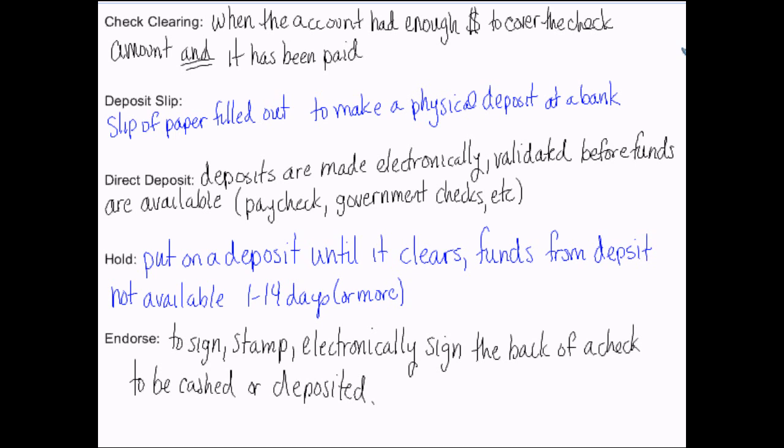Direct deposit, I'm sure most of you have heard of direct deposit already, but deposits are made electronically. They are validated before the funds are available. So let's say you get your paycheck direct deposited. Before they actually release the funds into your account and so you can withdraw money or spend it, they validate it to make sure that the money from the account that the deposit's coming from is actually there and will transfer.